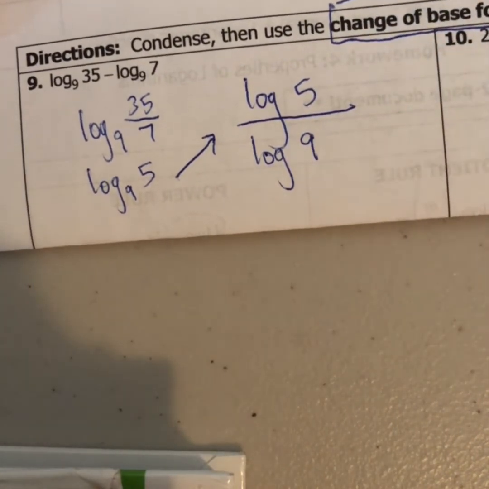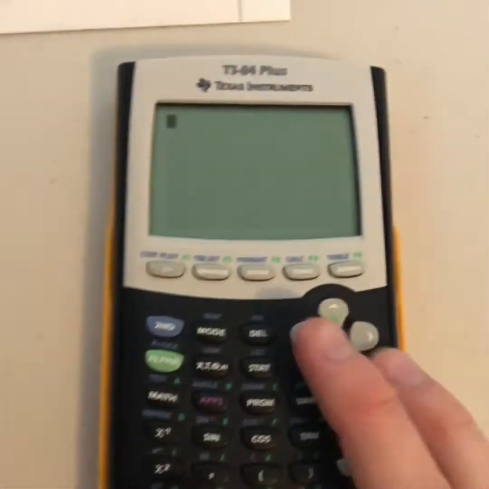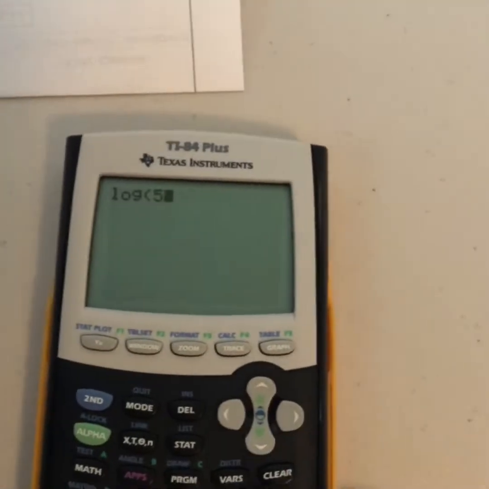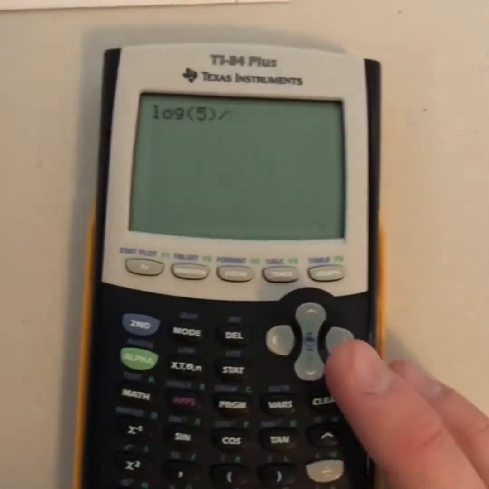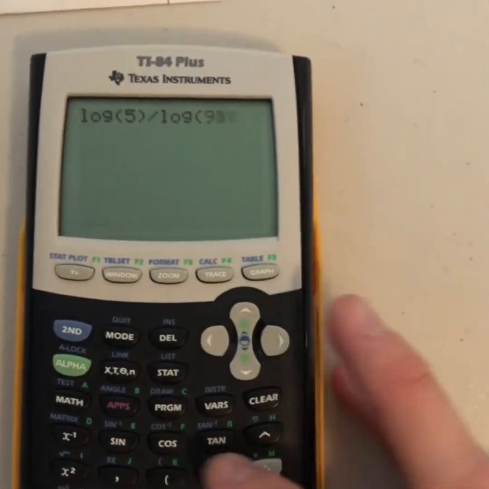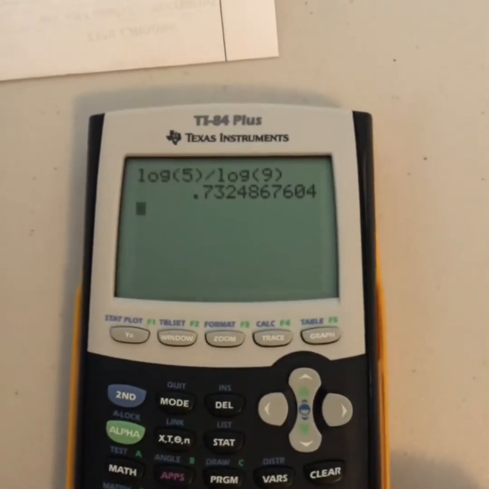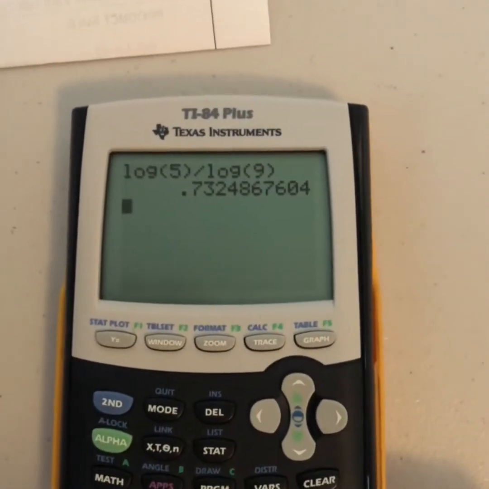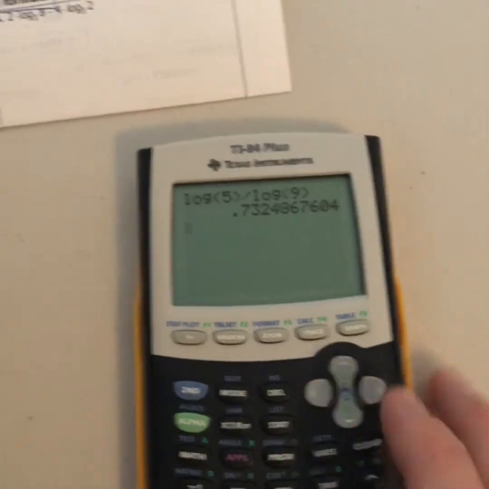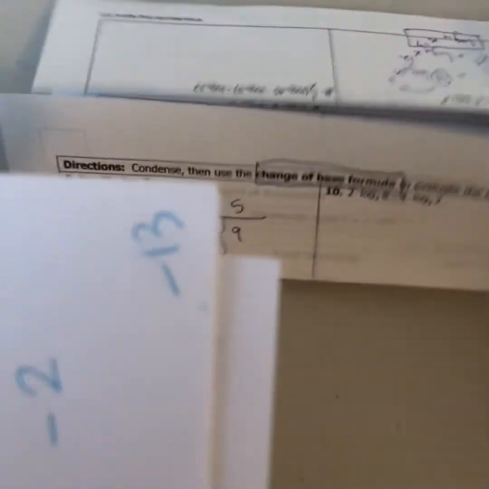All right, so that would be your change of base formula. You'd pop it in your calculator. You'd go log of 5 divided by log of 9, and it'll give you 0.732 if we round it to the nearest thousandth. All right, so that's your change of base formula.